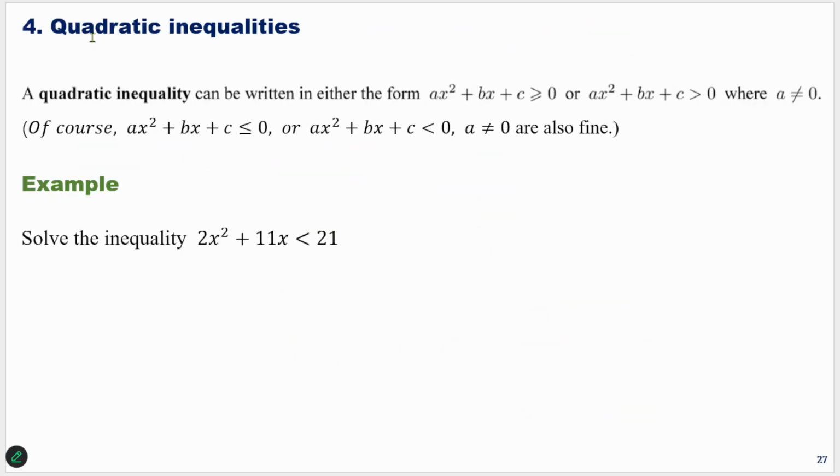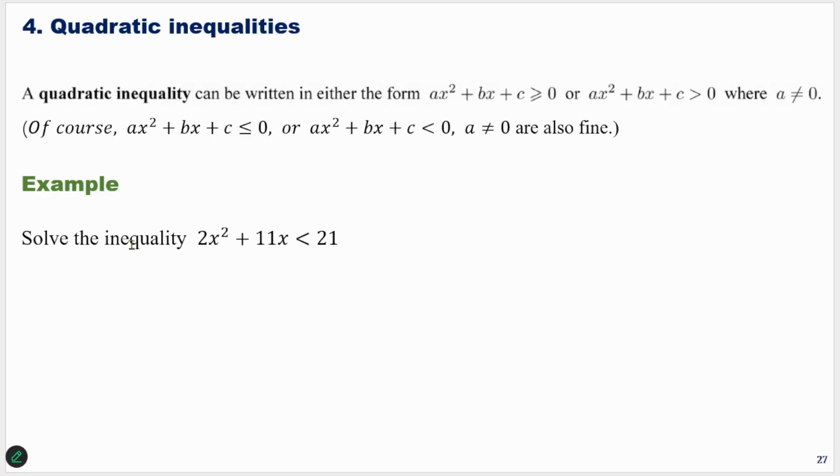Alright, next let's have a look at quadratic inequality. If you have a quadratic function and on the right side you add greater than or equal to 0, or sometimes strictly greater than 0, where a is not 0, then you will end up with a quadratic inequality. Okay, let's see an example.